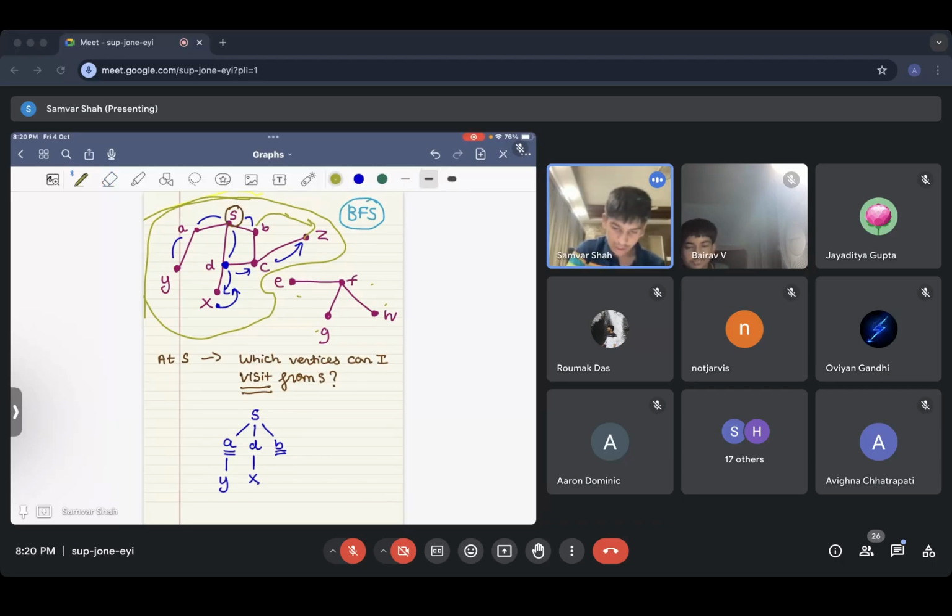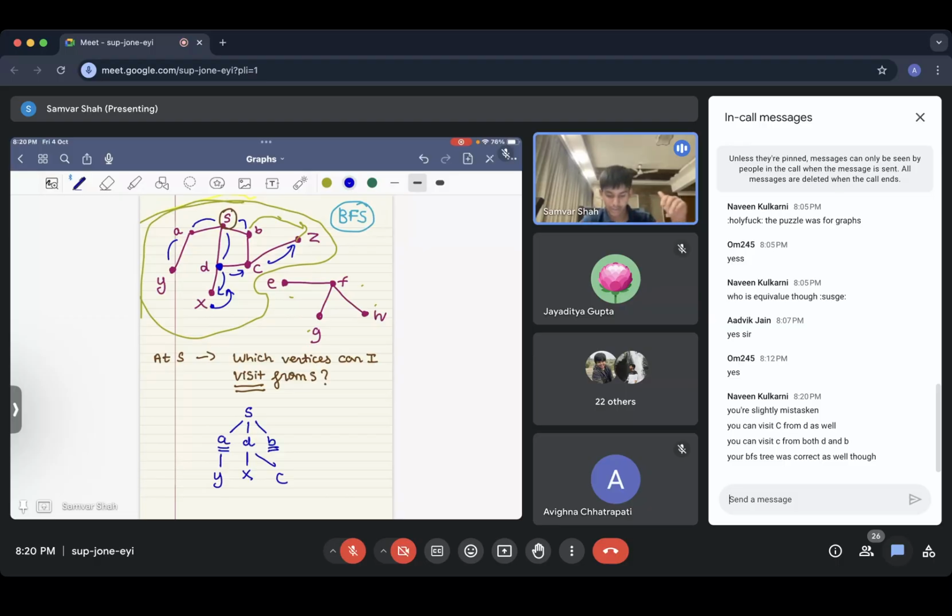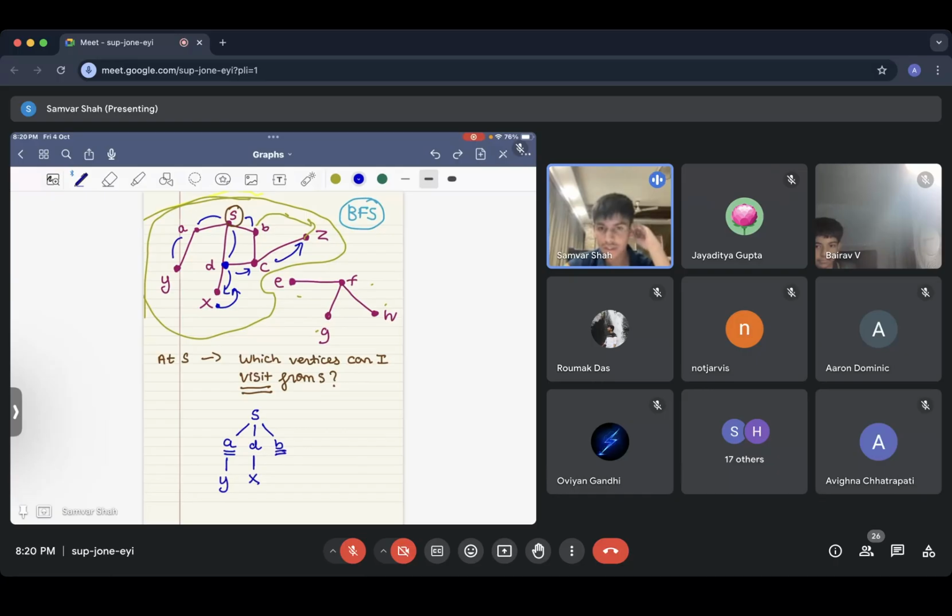From D, I will be able to visit everything in the neighborhood of D, which is X and C. Absolutely correct. Sorry, that was my mistake. You can check everything in the neighborhood. But as Naveen is pointing out, this gives us a very important understanding.